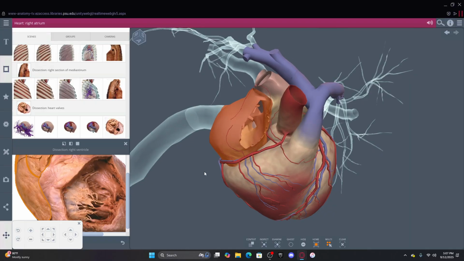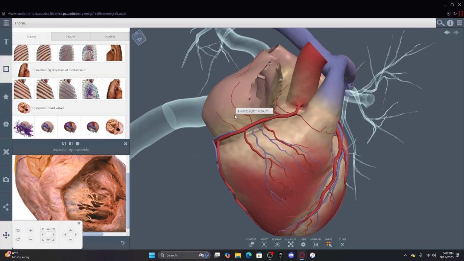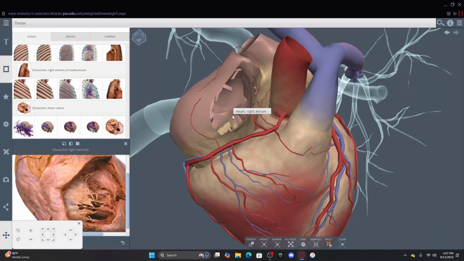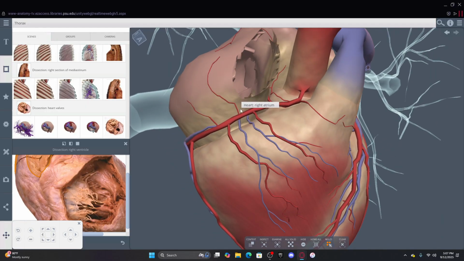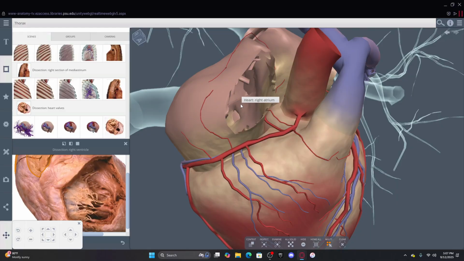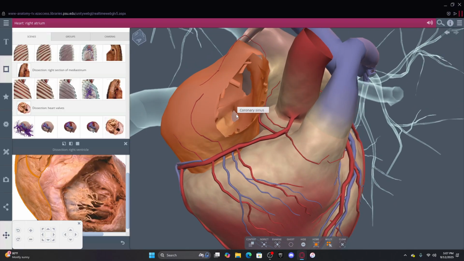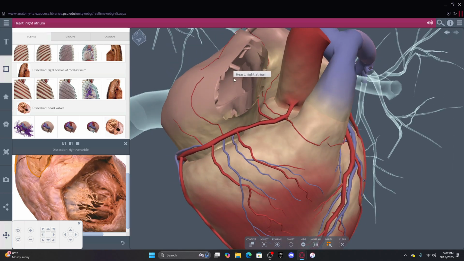And then we also have the fossa ovalis. The fossa ovalis would be that little thumbprint in the atrium. There's two, and it doesn't label which one it is, but when you're looking at the atrium, it's going to be very clear, the thumbprint inside of the heart.